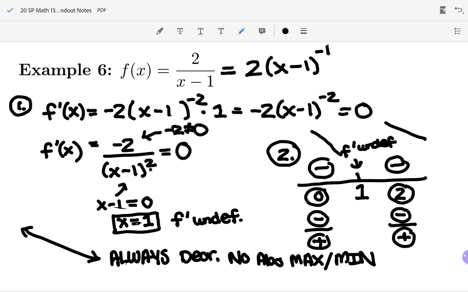And I'll actually throw an extra video in here next if you want to see what happens with endpoints, just for the homework. So I'll use the same function with the same derivative and put some endpoints on it. So if you want to see that, you can. It'll just be outside of the notes.